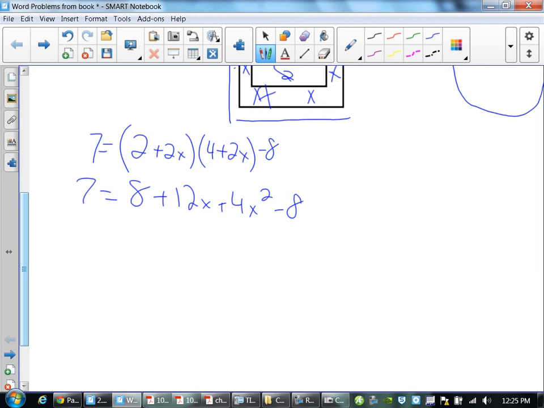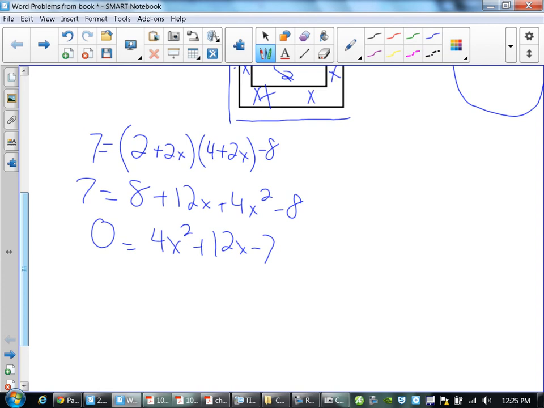Set the side equal to 0 and combine like terms, and I'm just going to rewrite it in descending order so it looks more normal. 0 equals 4x squared plus 12x. The 8's cancel out, and we wind up with just minus 7. This is setting you up for a factor by grouping problem, which none of you like.